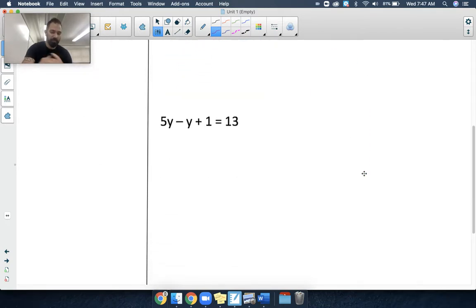Let's see if you can do it. Pause the video, check that out. See if you can do this problem on your own, and come on back and see how you did. We are going to combine like terms. 5y minus y plus 1 equals 13.